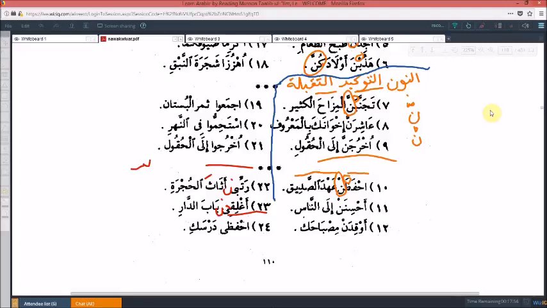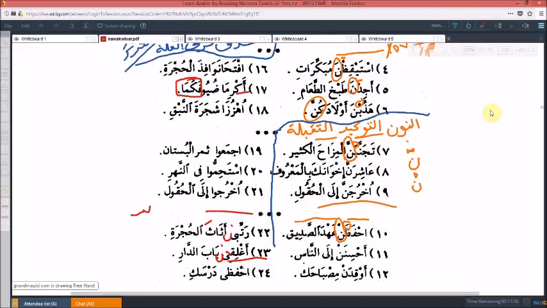Iftaha nawafid al-hujrati. Iftaha, meaning you two, open the door, the windows of the room. Akrima duyufakuma. You two honor your guests, you two guys' guests, or you two girls' guests. No problem.